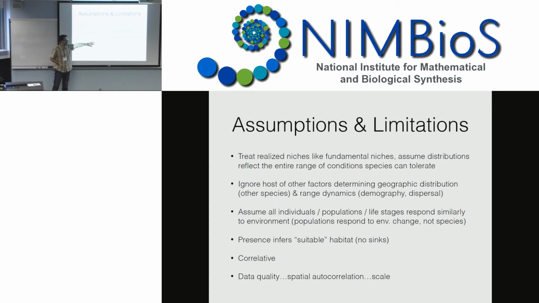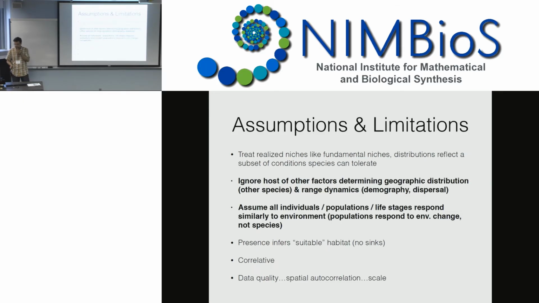And keep in mind that populations respond to environmental change, not species, but we're often modeling at the species level. I mentioned this earlier, presence infers suitable habitat, so we're ignoring sink habitats. They're correlative, right? So we all know the dangers of doing that. Doesn't often stop us. And then there's all these things about data quality, spatial sampling bias, spatial autocorrelation, correlated variables, spatial scale, all of these things that, again, are important, but not always easy to deal with.